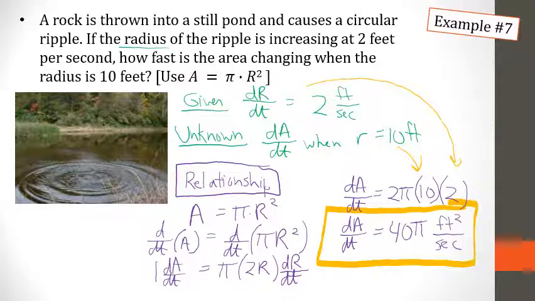For this situation, you have a still pond and somebody has thrown a rock into it and it creates a circular ripple. And whenever students look at problems like these, most of the time they're okay, but they're not sure what the rate is. So here's a key word. See this word increasing? That is a rate. If it says it increased, that's a distance. But when it says it's increasing, that's a rate. So now I'm going to put the unknown, the given, and the relationship.